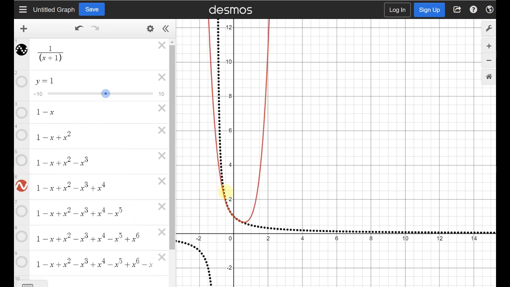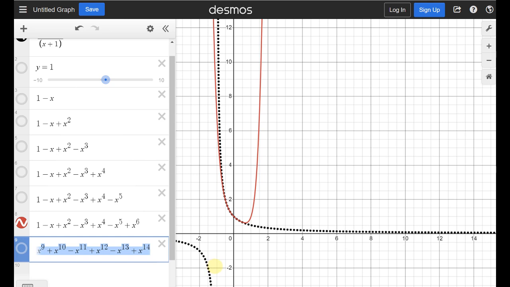As I continue to move through these different polynomials, if I go to the 5th term, you'll notice it's approximating just a little bit more of that original 1 over x plus 1 as we move along. If I now go down to the x to the 6th term, again, it's getting to be a better and better approximation.